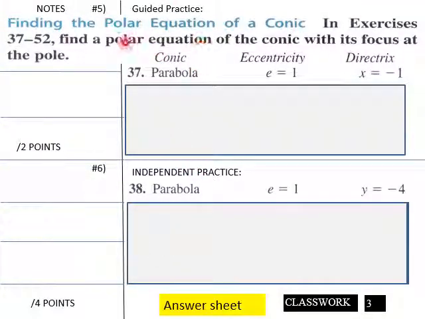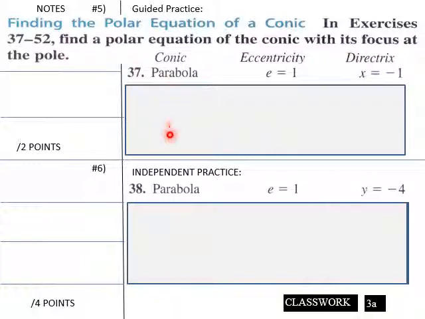Okay, so let's try one. Find a polar equation of the conic with its focus at the pole. So we have focus at the pole. We have a parabola. Eccentricity, of course, is 1. And then our directrix here is x equals -1. And then down here, students, this is yours, so tackle that.